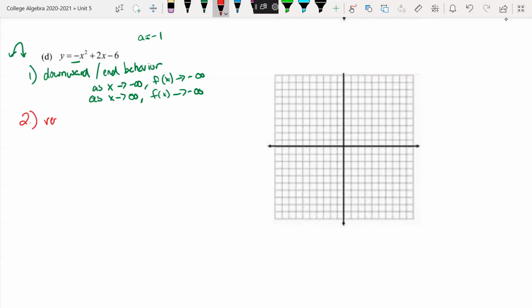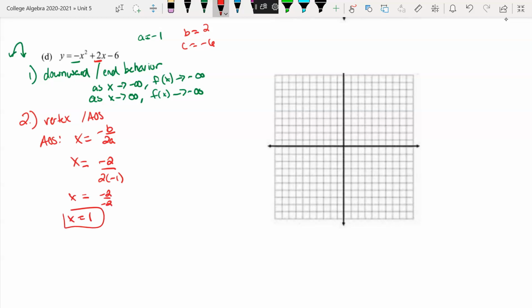Step 2 is vertex and axis of symmetry. So this one's a little bit harder because it's not set up for it. It's not vertex form, it's standard form. So axis of symmetry is x equals negative b over 2a. Well, my b is going to be 2, and my c is negative 6, and we'll use that later. But for now, my b is going to be negative 2 over 2 times negative 1. So my x is negative 2 over negative 2, which is 1. So that's your axis of symmetry.